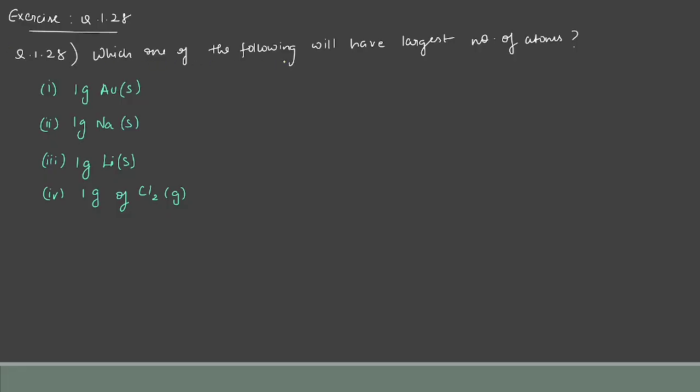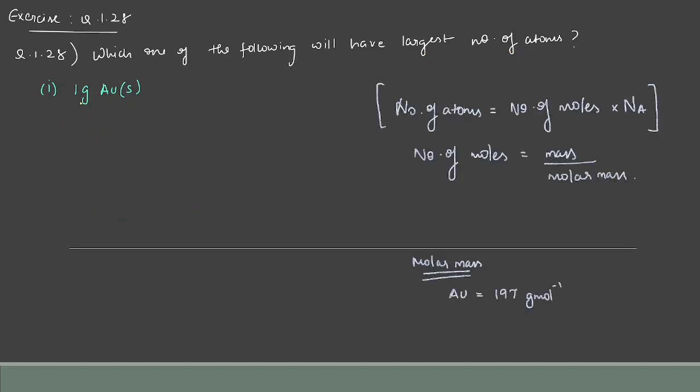Now we'll look into the exercise question 1.28. Which one of the following will have the largest number of atoms? Four subdivisions are given, so let's solve each one by one and find out which will have the largest number of atoms. So 1 gram of gold is given.